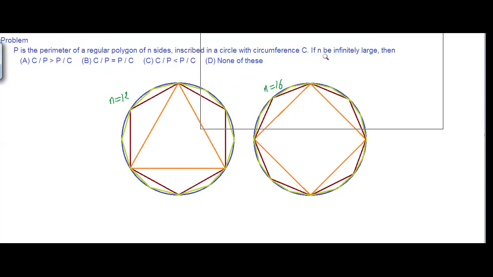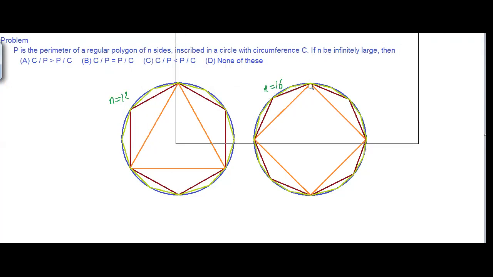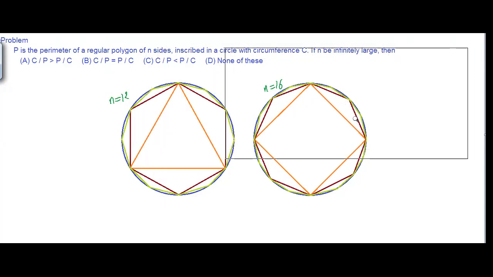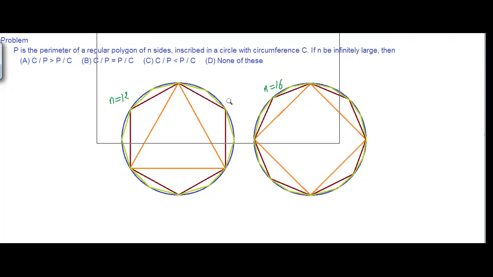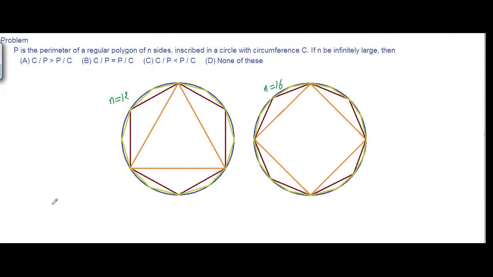The problem is that if n be infinitely large, what will happen if we go on increasing the value of n? That means the regular polygon inscribed in the circle grows up in number of sides. The perimeter of the polygon will go on becoming closer and closer to the circumference of the circle. This is what I want to say. What will happen when n becomes infinity? Infinity is written like this symbol. N becomes very, very large, that is infinite.